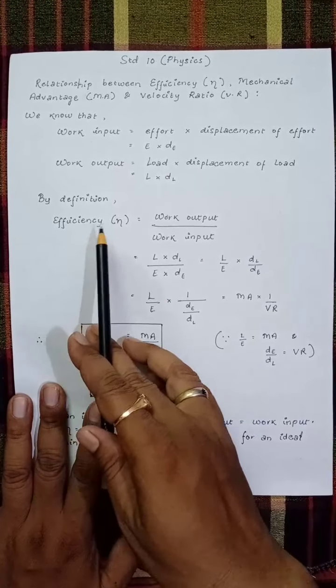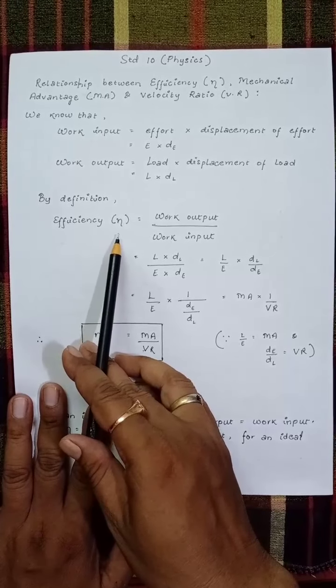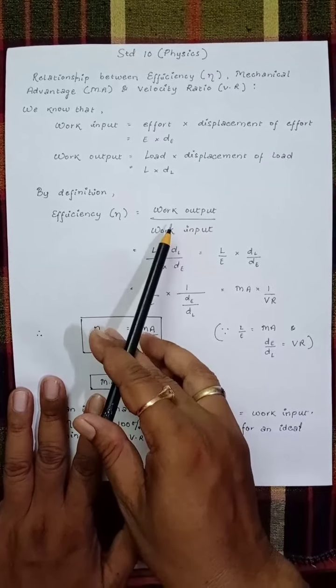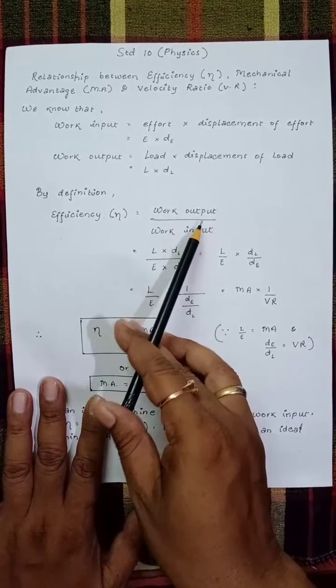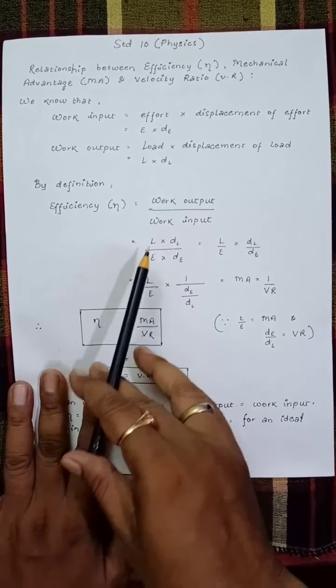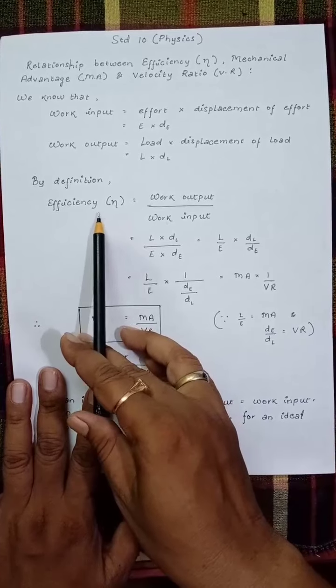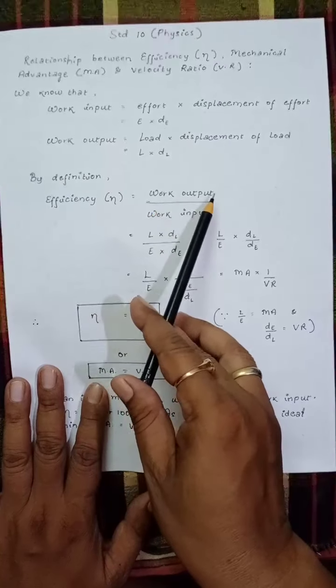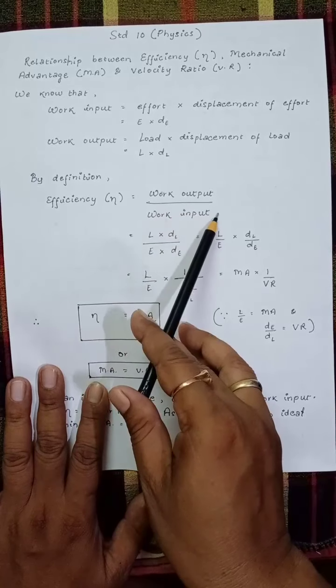Now the definition of efficiency is, it is the ratio of output work to input work. So we can write efficiency, represented by eta, equal to work output by work input.